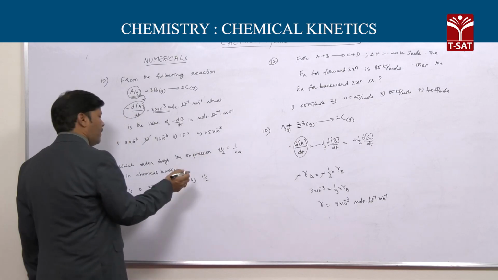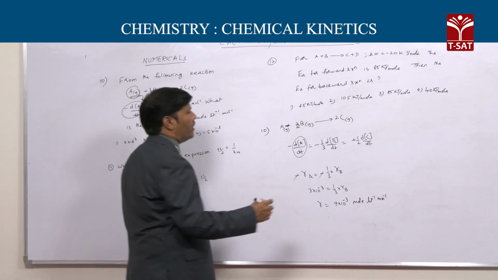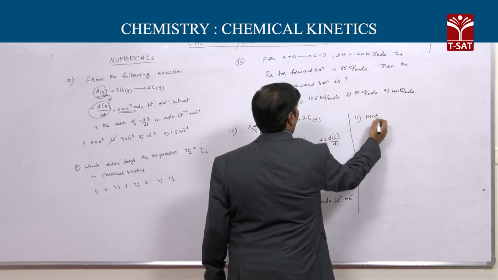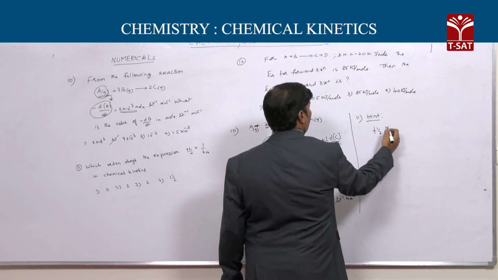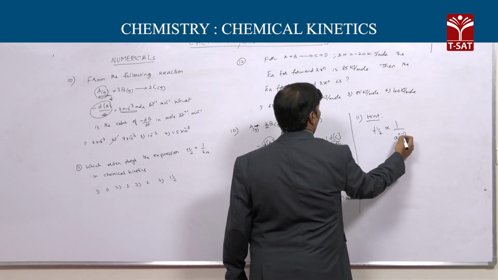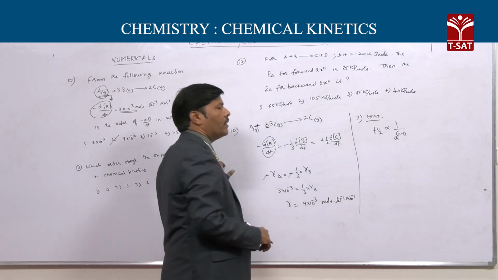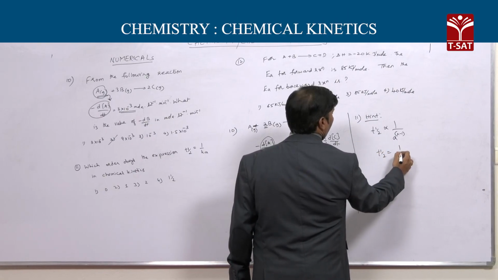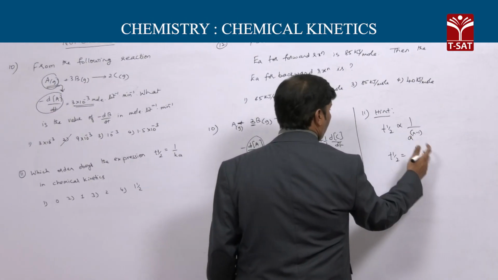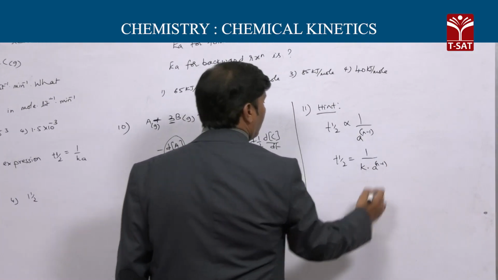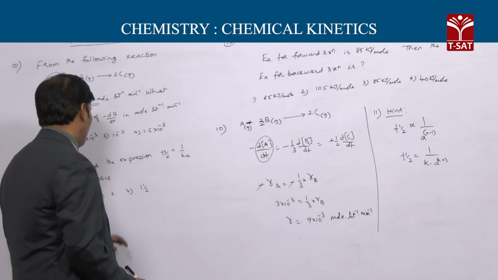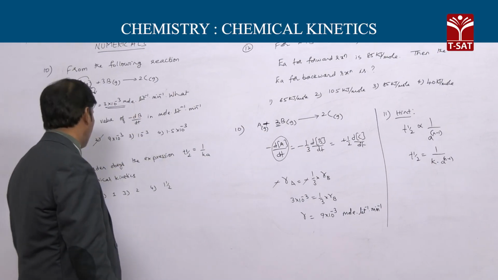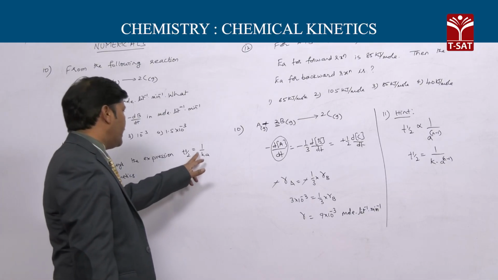We have one generalized equation for the 11th one. I would like to give you a hint: T half is inversely proportional to A to the power of n minus 1. So this expression becomes T half is equal to 1 by K into A to the power of n minus 1, where the rate constant comes in the denominator. If you want to get K into A, that means we are getting 1 by K of A.